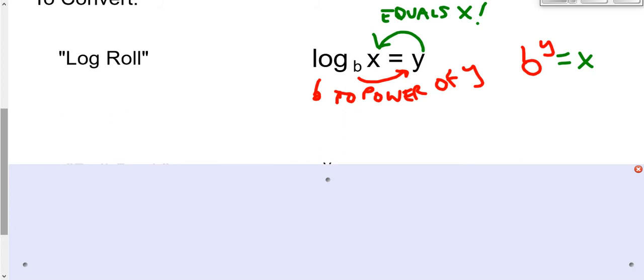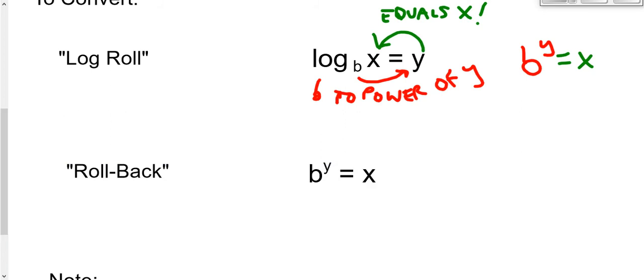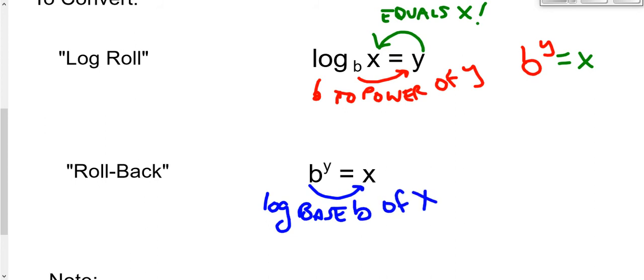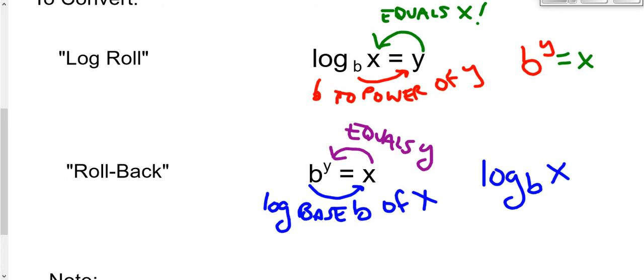Which means if we have an exponential function, we can convert it back into a logarithm by unrolling it. We're going to go ahead and call that rolling back. If we're going to roll back to our original logarithmic function, we already have our base b right here, so this is actually log base b, just like it was before. The b is always the base. So log base b of x equals y. So again, it makes that rolling motion. Log base b of x equals y.